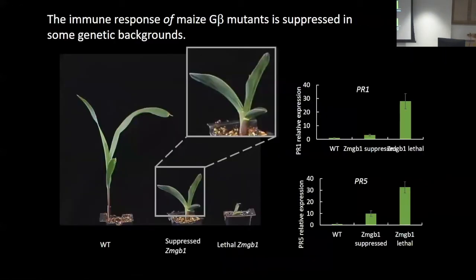Now we can test that. One way to test that is that our genes are very polymorphic between different ecotypes. So we took our Gbeta mutant as a heterozygote. Obviously, we can't cross the homozygotes, but we crossed the heterozygote to all of the NAM maize diversity lines and made F2s.